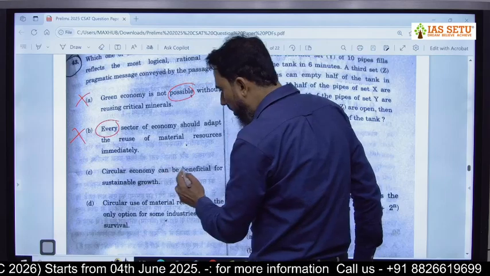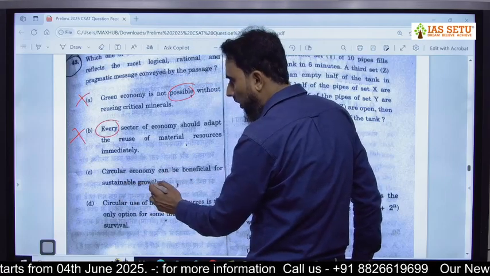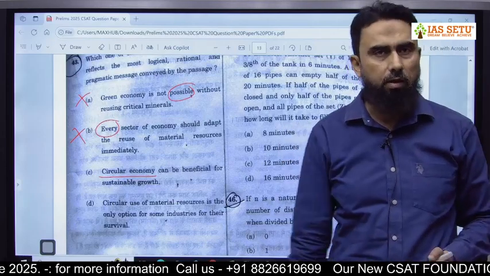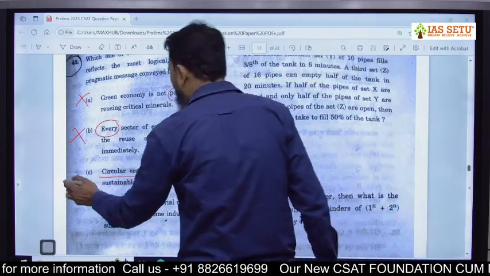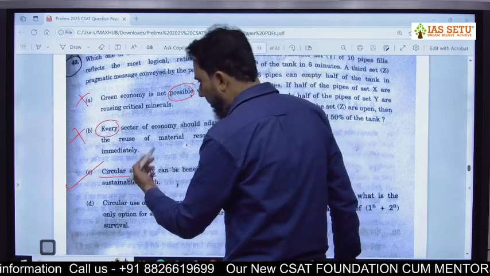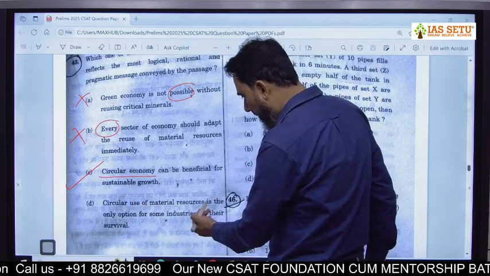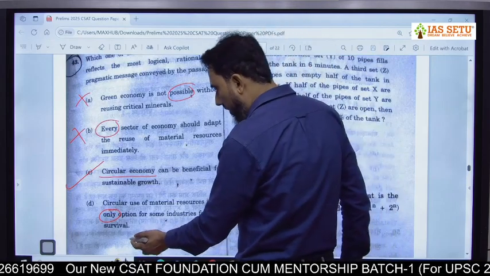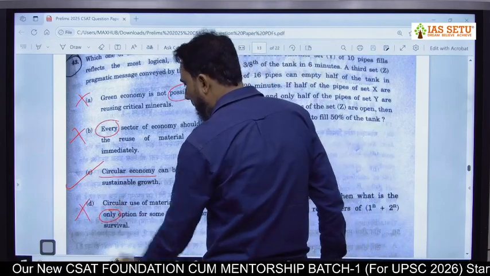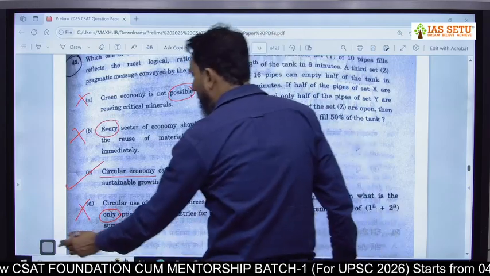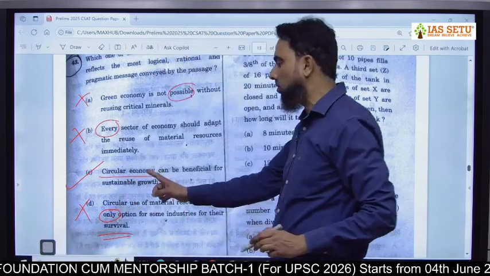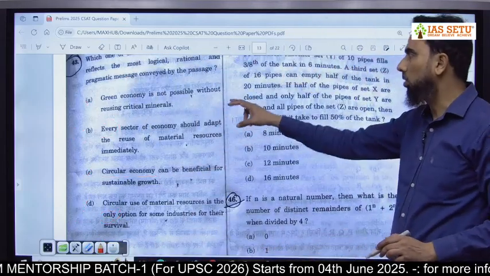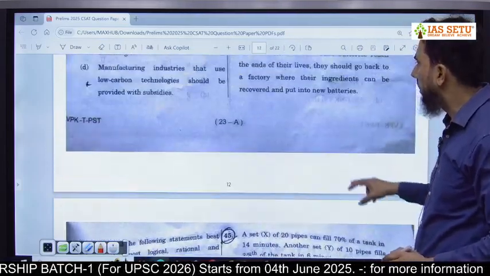C says circular economy can be beneficial for sustainable growth. What is a circular economy? A circular economy is one which is based on recycling. Certainly the author has discussed recycling, and it can be beneficial. D says circular use of material resources is the only option for some industries for their survival. The author has not said only option, and the word survival also makes it incorrect. So the correct option should only be C. Circular economy can be beneficial for sustainable growth, and it follows the passage directly.